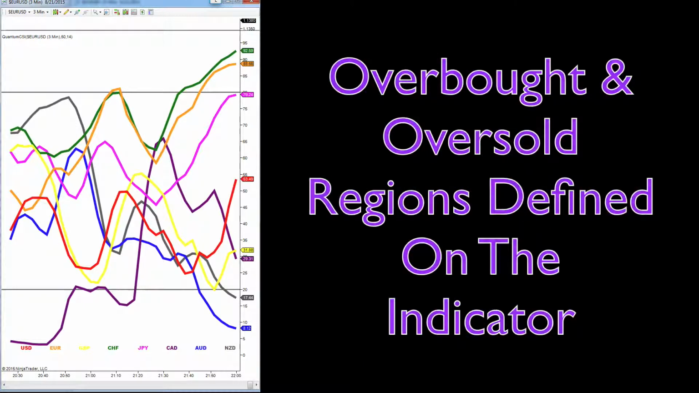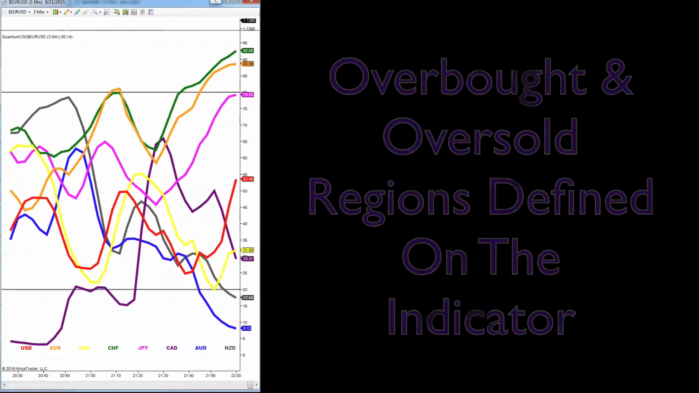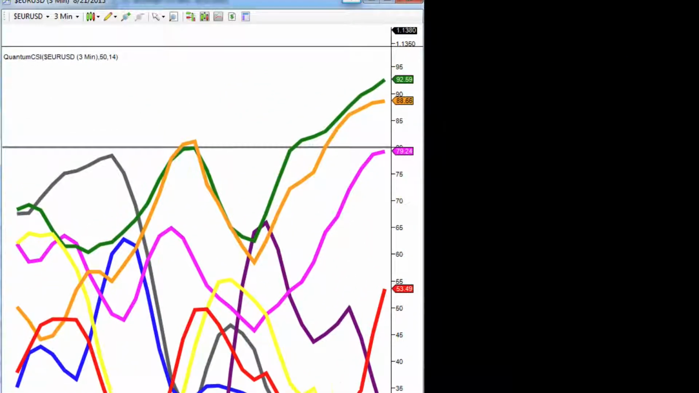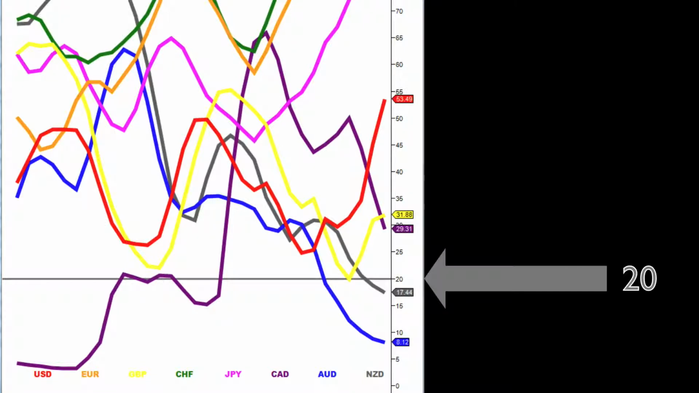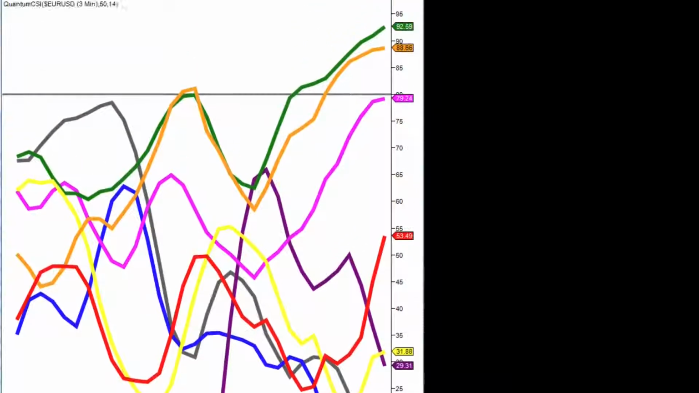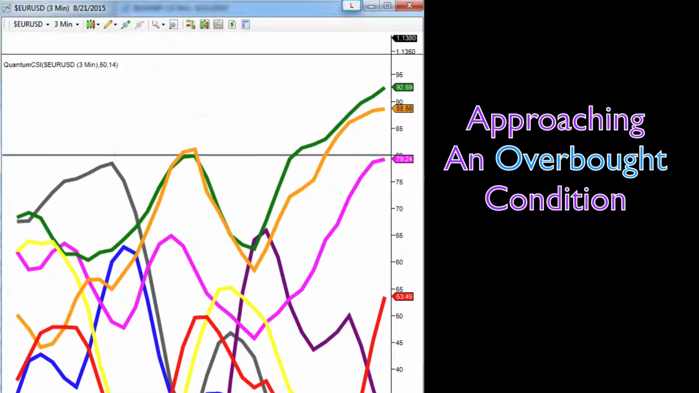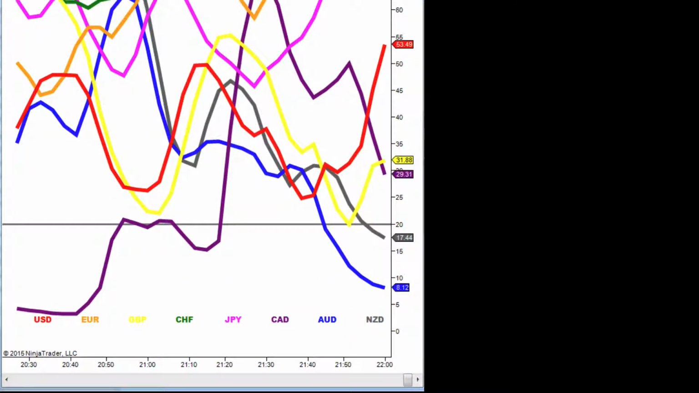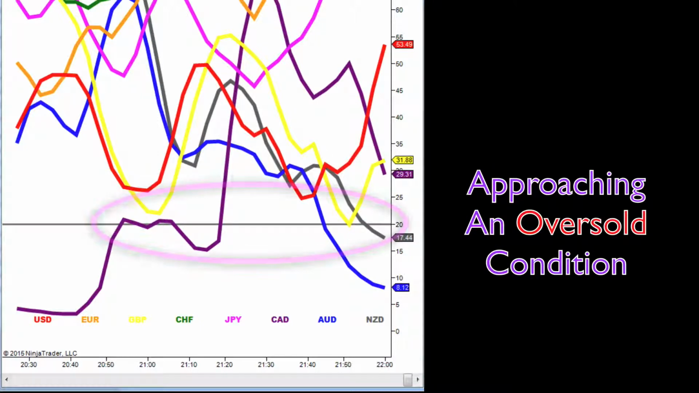To help you, the indicator defines these regions for you with a simple horizontal line, one near the top at 80 and the other near the bottom at 20. When a currency reaches the upper grey line, then it's approaching an overbought state, and when a currency approaches the lower grey line, conversely, it's approaching an oversold state.